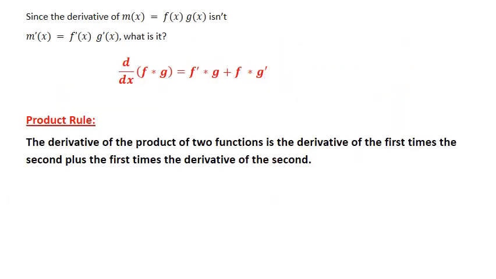We'll prove this later on, but this is the derivative of the product of two functions. Notice that it gets much bigger. So the derivative of f times g is f prime times g plus f times g prime. Or in words, the derivative of the product of two functions is the derivative of the first function times the second unchanged plus the first unchanged times the derivative of the second.